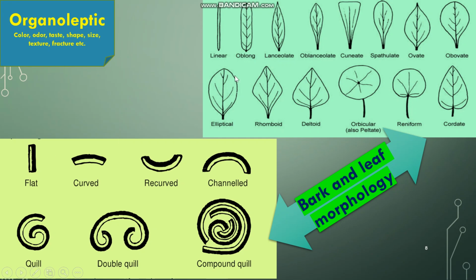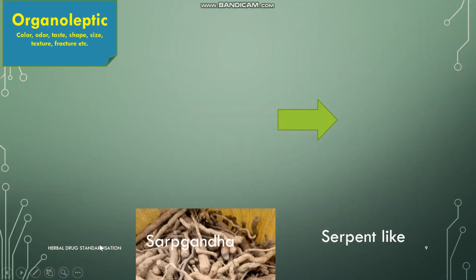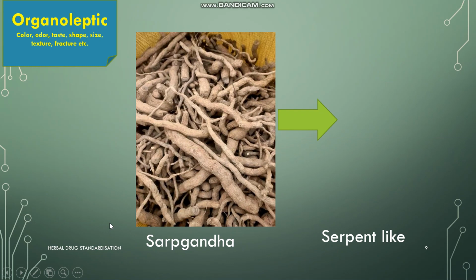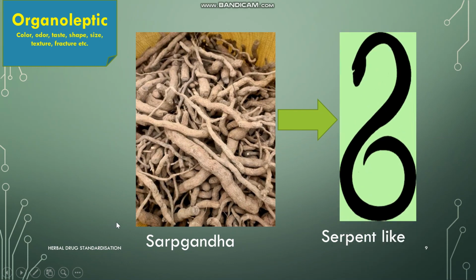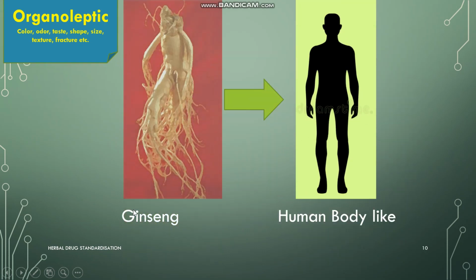Here are examples of different types of leaf shapes like linear, oblong, lanceolate, crenate, ovate, obovate, and these are the shapes of different barks like flat, curved, recurved, channeled, quill, double quill, etc. Next, there are different morphological characteristics like Sarpagandha, which has a serpent-like shape. Another plant, Panax ginseng, has the shape of a human body. It is widely used as an adaptogenic, immunomodulatory drug, and it is also a drug of the Chinese system of medicine.